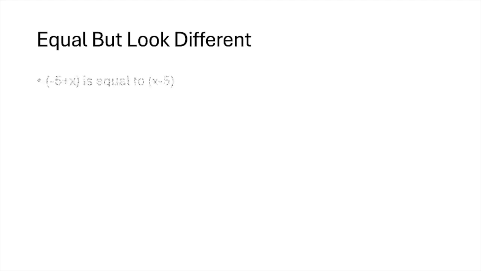If I have -5 plus x, I want you to notice that that is equal to x minus 5. Why is that true? Because it's commutative for addition. So I can turn these two around. You can add negatives. I can pick my x first and my negative 5 last. And notice it's the same if I switch it around. Are you with me so far? Those are the same, but they look different. They're equal, but they look different.